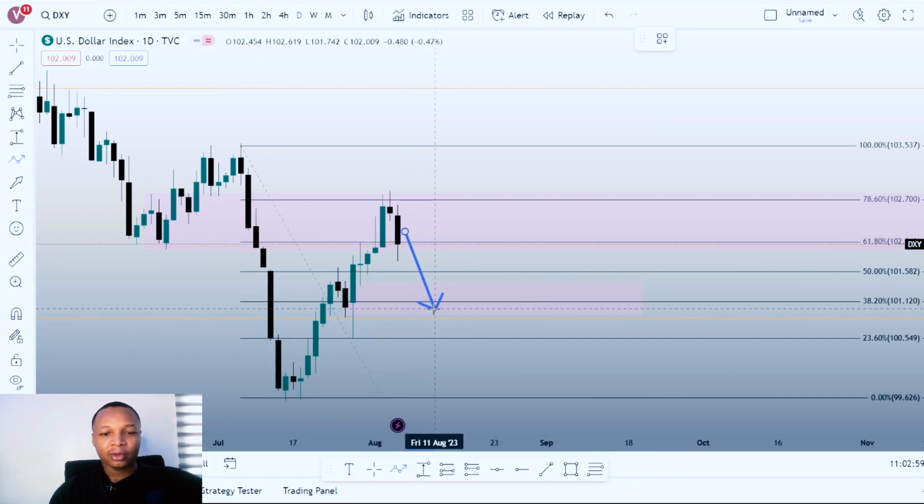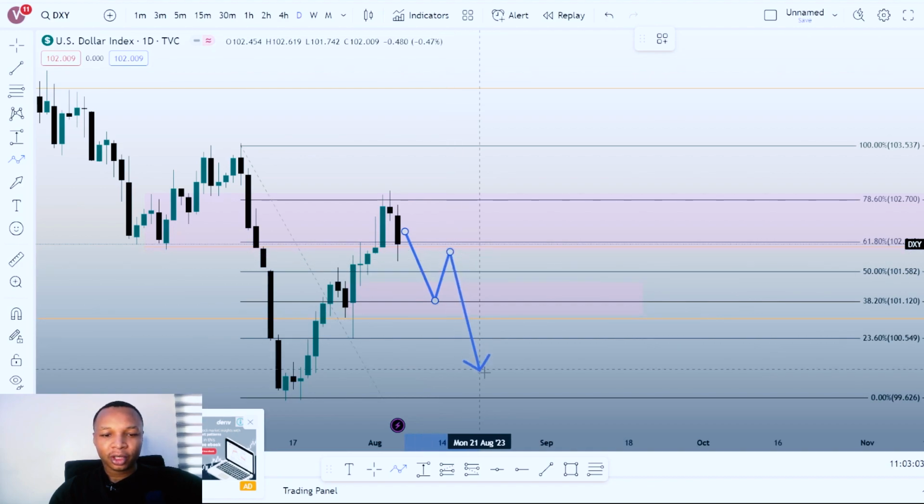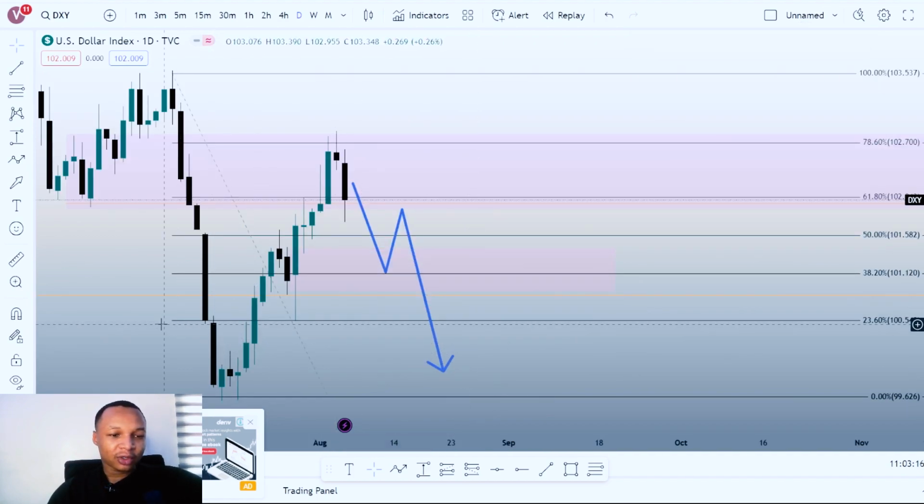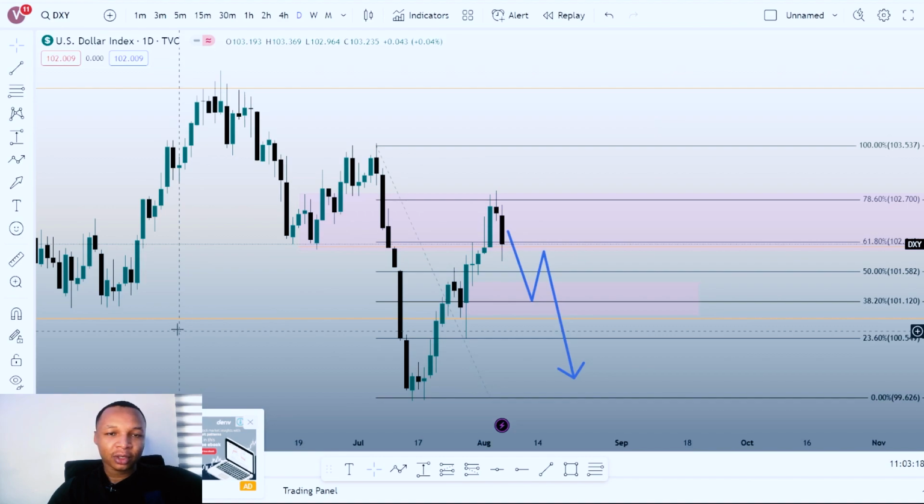So I want to see something like this going into next week, a retracement above, and then it continues falling downwards. This is what I expect to see next week on GBPUSD. I'll leave this here. You can take a screenshot of this. When we come back next weekend, we're going to see how our analysis played out.